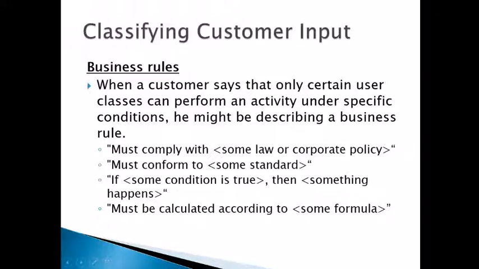If some condition is true, then something happens. Must be calculated according to a particular formula. So these are business rules that are applied. Like must be calculated according to some formula, that no more than 25,000 should be retrieved. If the user entered a pin code, if some conditions are true, and if the user puts a wrong pin code, then do this, otherwise do this. So this is part of the business rule.